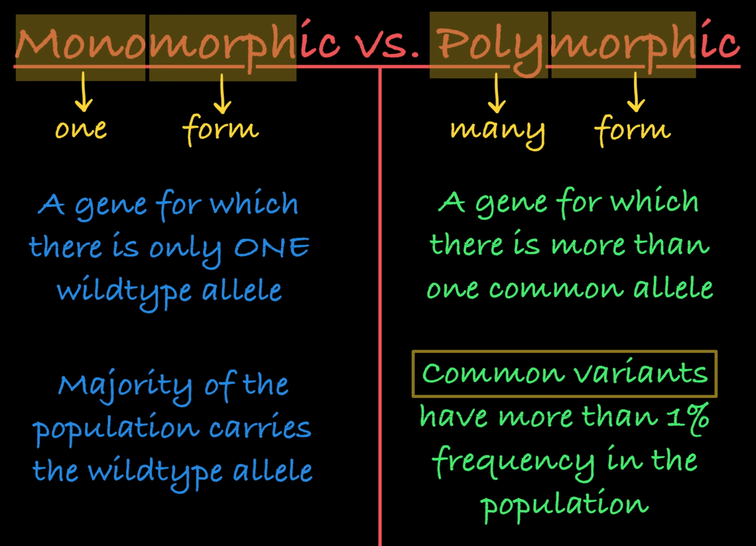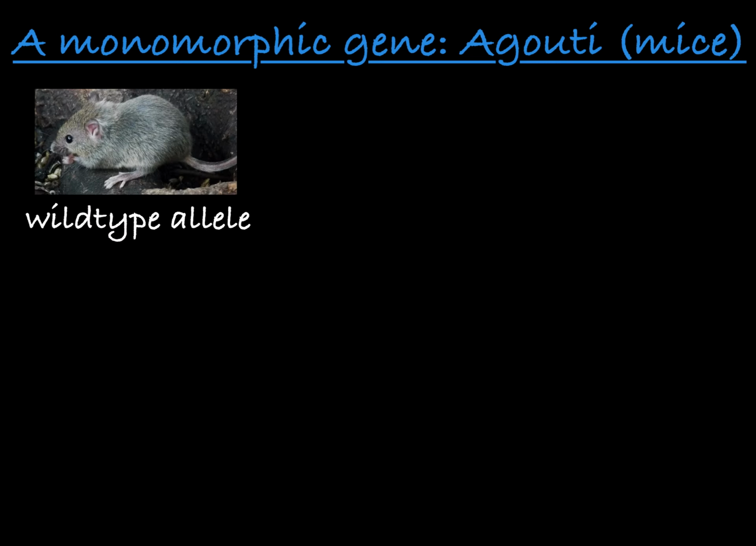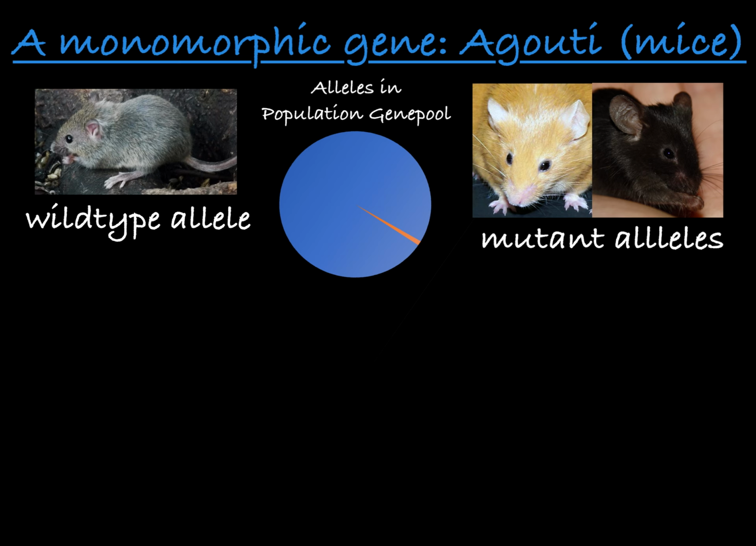Now that we know the difference between monomorphic and polymorphic genes, let's look at an example of each. An example of a monomorphic gene in mice is the gene agouti. It has one wild-type allele that leads to a gray-brown fur phenotype that looks like this. While there are many mutant alleles that can create other fur colors like these, the wild-type agouti allele is present in the population at a frequency of more than 99%.